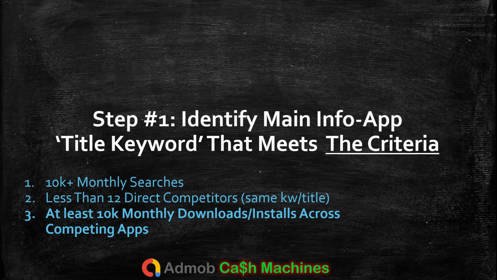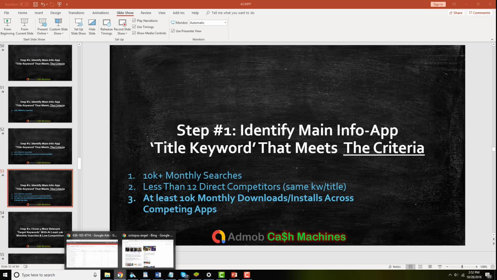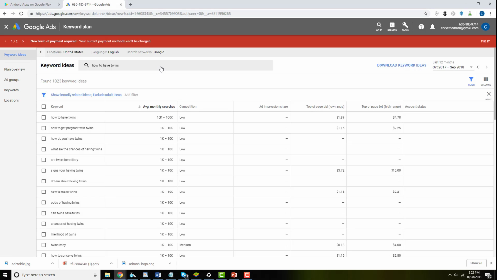So of all those other apps that showed up in the top of the search results, there has to be less than 12 to even enter or choose this keyword for the title of your Android app, right? We want to make sure that there's been at least 10,000 downloads across them, okay? So the easiest way for me to show this to you guys is to actually pop out of the PowerPoint and head on over to the Google Keyword Planner.